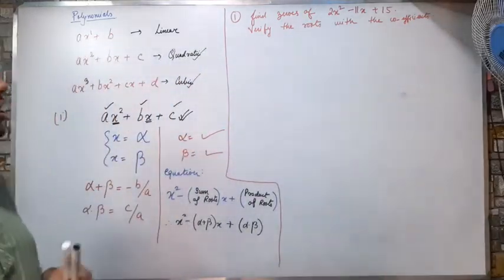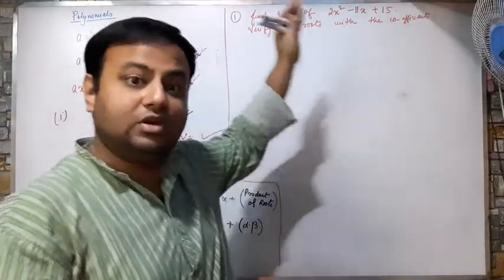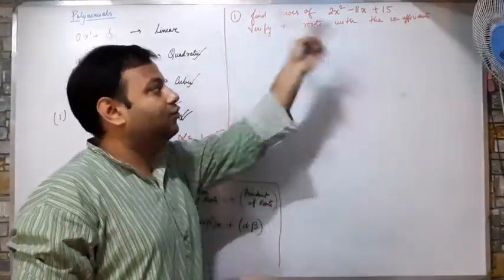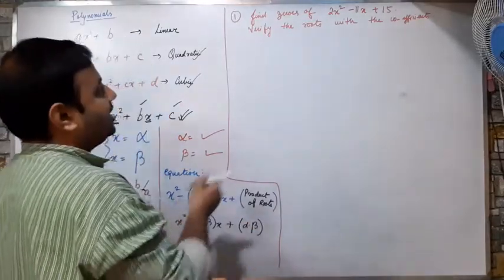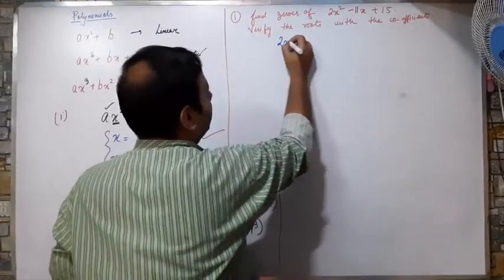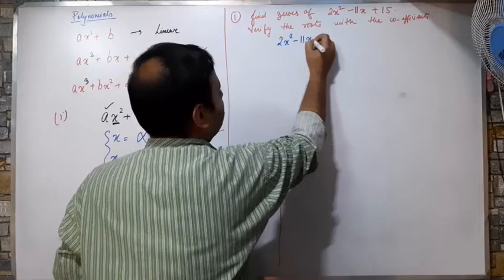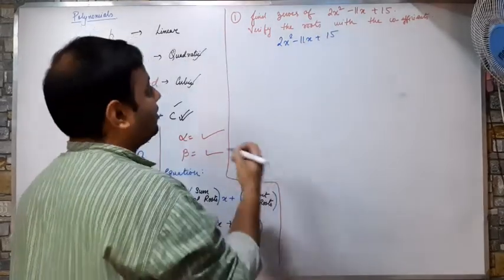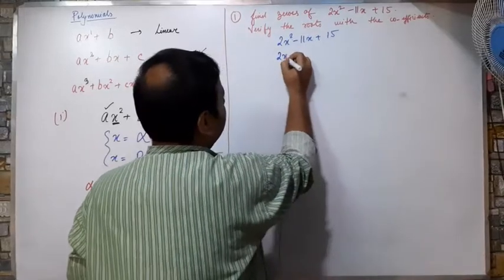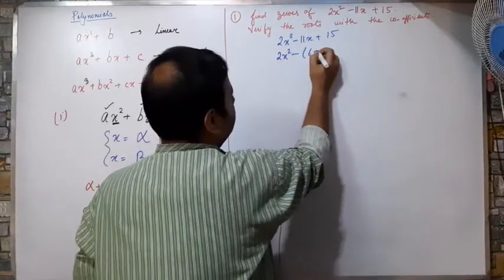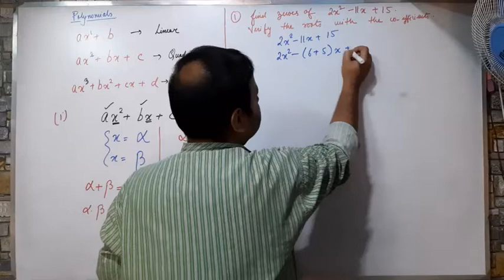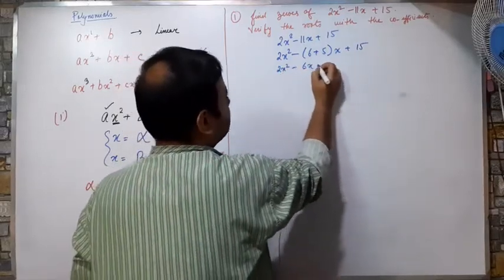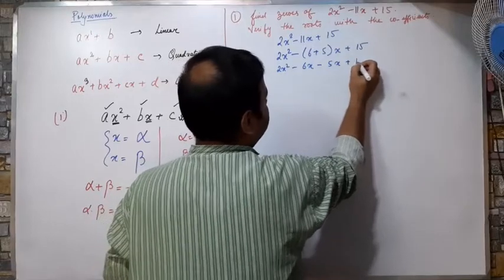This is the question. First, you have to find the zeros, means you have to find the values of alpha and beta. Then, you have to verify the value of alpha and beta with the coefficients. How? My equation was 2x square minus 11x plus 15. I will apply middle term factorization. What will I get? 2x square minus 6x minus 5x plus 15.